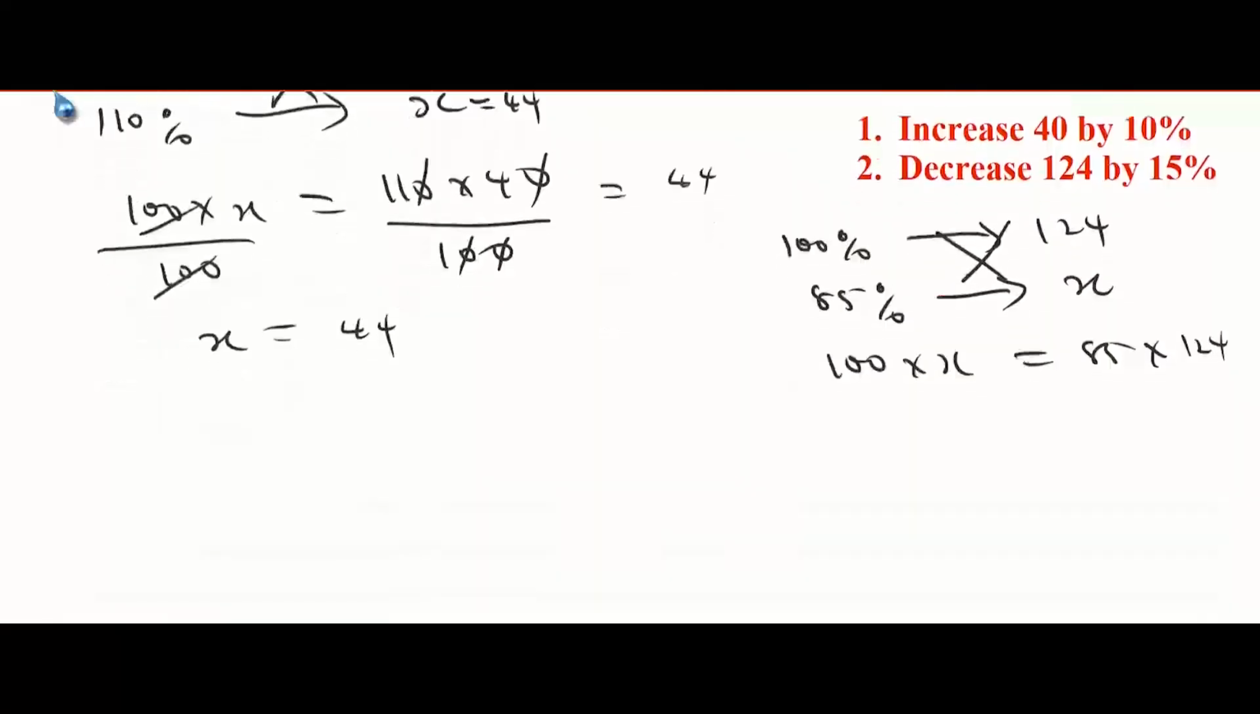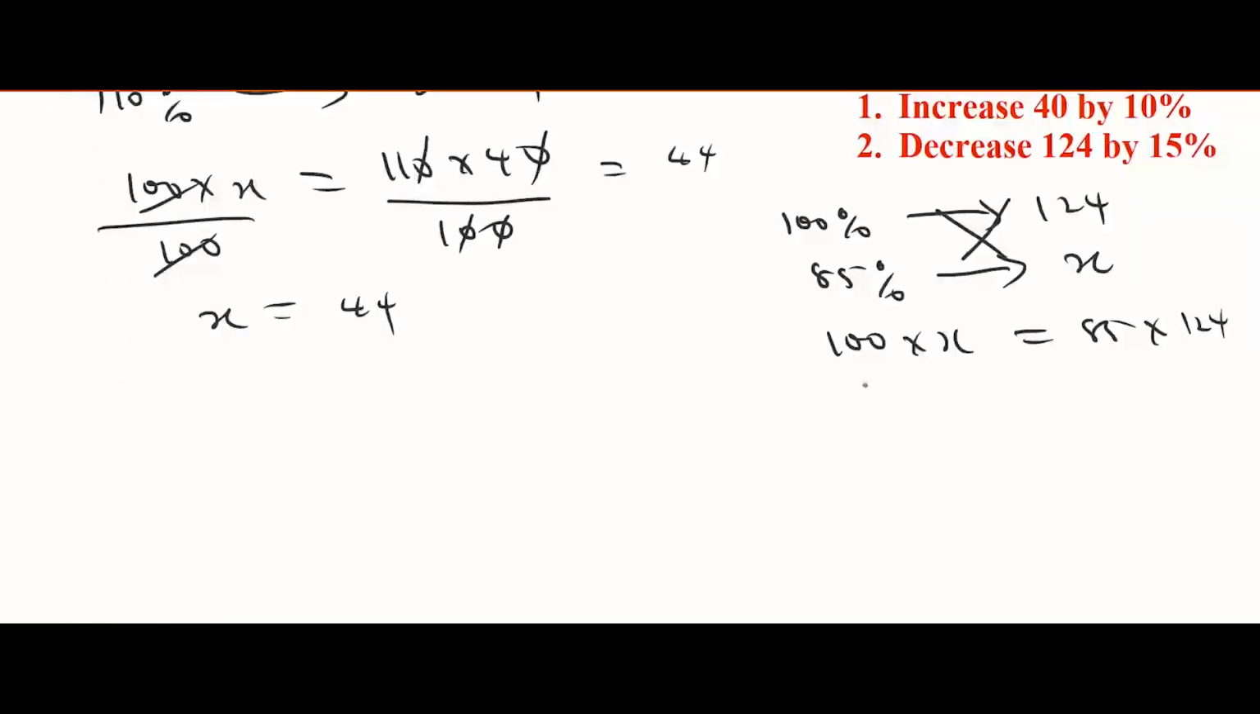Let's scroll down a little bit. If you divide both sides by 100, 100 cancels 100 here. You have x equals, if you take your calculator, press 85 multiplied by 124, then divide the answer by 100. That will give you 105.4. This will be the end of the third video.